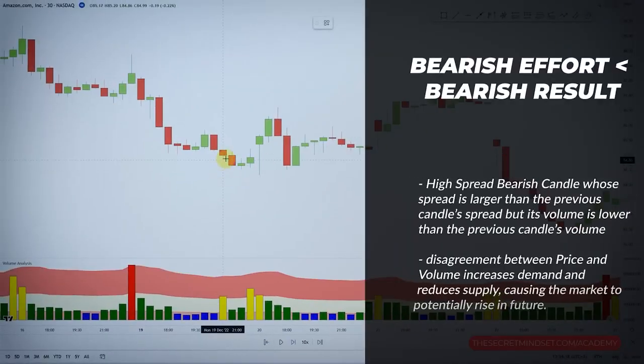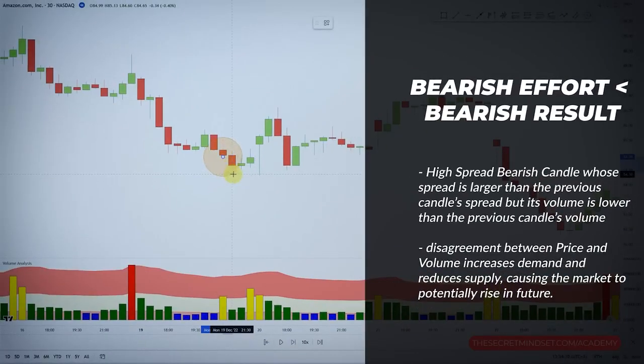Then we have bearish effort lower than the bearish result. This appears as a high spread bearish candle whose spread is larger than the previous candle's spread, but its volume is lower than the previous candle's volume. An effort, meaning volume, has not been made, but there is a result, the spread. This disagreement between price and volume increases demand and reduces supply, causing the market to potentially rise in the future.